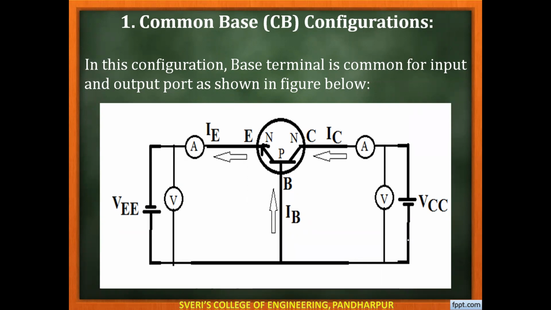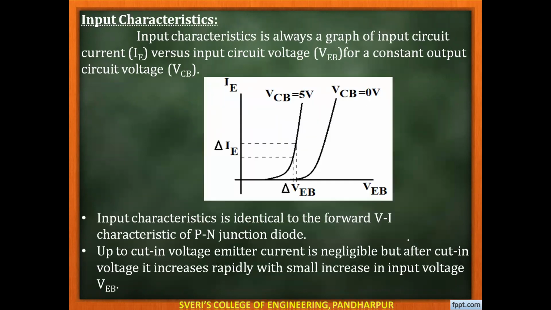Get it? Now, input circuit characteristics. Try to read it. Input characteristics is always a graph of input circuit current IE versus input circuit voltage VEB for a constant output circuit voltage VCB. Then you can see that.